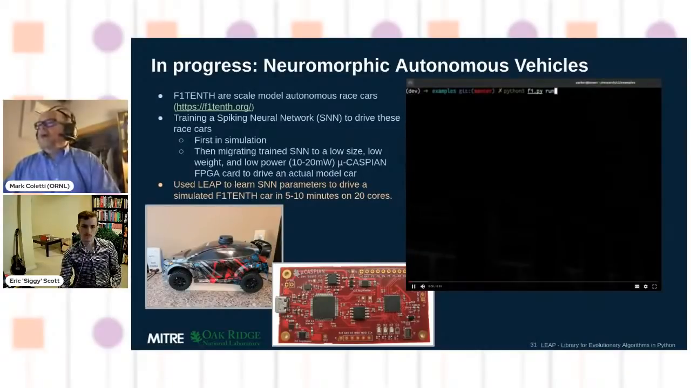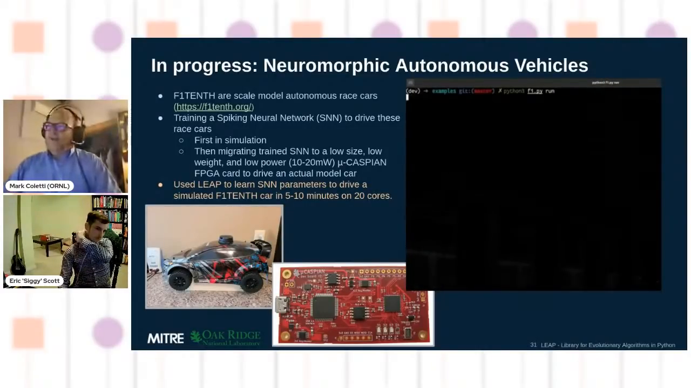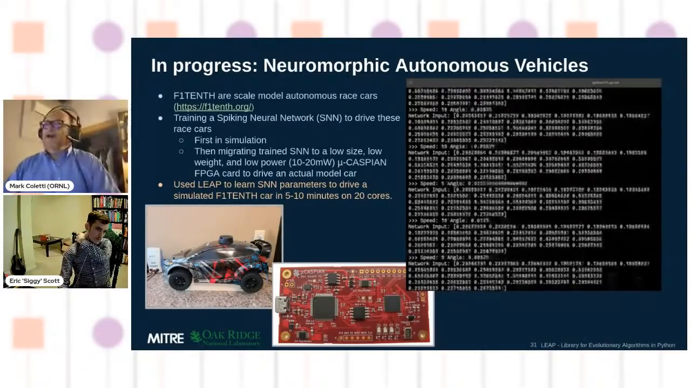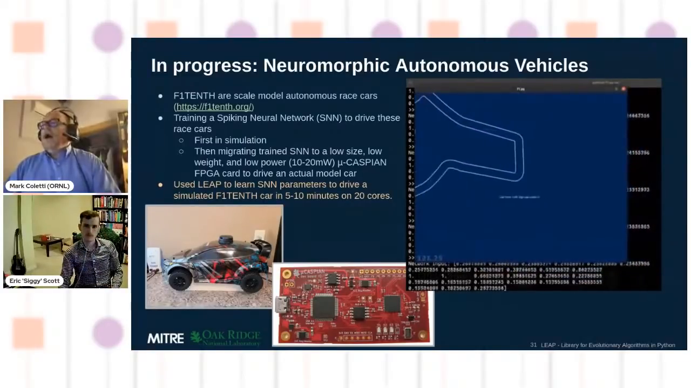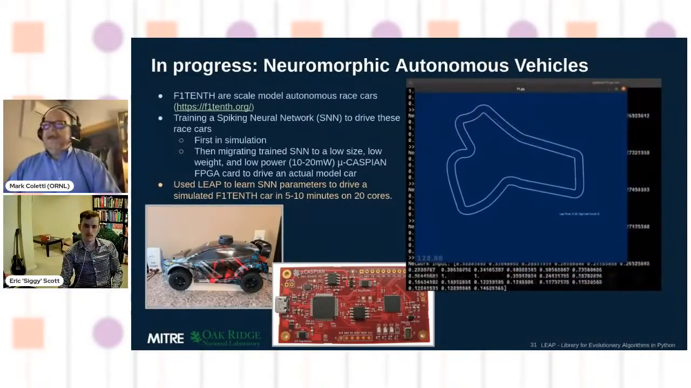That's what we're doing here. There's something called the F1TENTH competition, and at ORNL, we're training a spiking neural network using LEAP to drive around in simulation, which you see on the right. You see this little dot flying around, a simulated version of the car you see in the lower left, driving around a simulated track. Again, we're using LEAP to train this. I believe Parker Mitchell told me it took 5 to 10 minutes on 20 cores to get the behavior you see on the right.